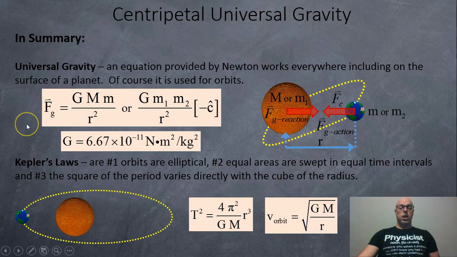Really fast. So in summary, universal gravity, an equation provided by Newton, works everywhere, including on the surface of the planet. And it's, of course, used for orbits. So that's going to be the force of gravity is GMm over r squared, or m1 times m2 if you prefer. Big G, 6.67 times 10 to the negative 11. And a couple formulas we derived is Kepler's third law. Period squared is equal to 4 pi squared over GM times r cubed. And the orbital speed is square root of GM over r.